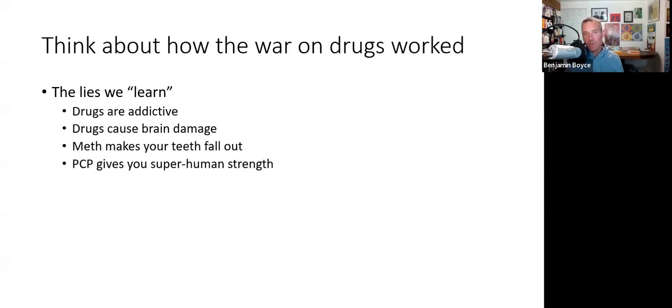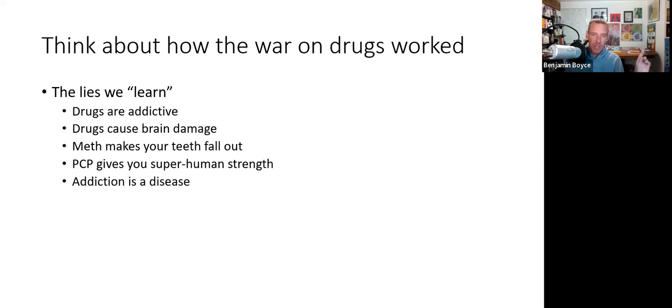Meth doesn't make your teeth fall out. The lifestyle of meth sometimes causes people to forget brushing their teeth for days or weeks on end, to eat nothing but sugary foods, to not take care of their general hygiene, and this results in tooth decay. PCP does not give you superhuman strength. Surprise, PCP is ketamine.